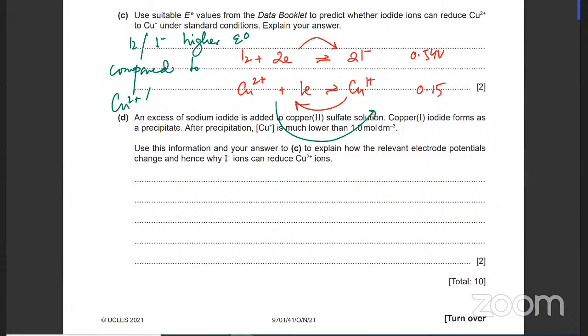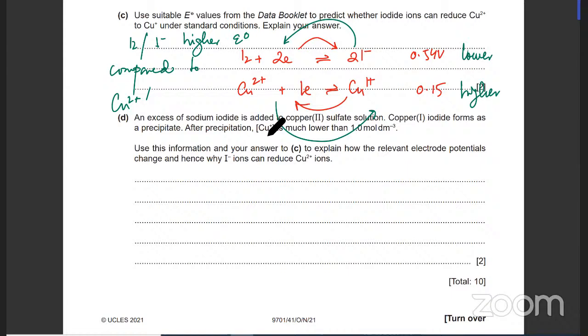But he says, use this information to explain how and why I minus can reduce copper 2 plus. So now he's saying that due to the change in concentration, I minus can reduce copper 2 plus, and this reaction goes backwards. The only way that is possible is if the lower potential is the one that loses electrons and the higher potential is the one that gains electrons. But at the moment this is not the lower potential and this is not the higher potential. So how does changing concentration affect that? The copper concentration is much lower than 1 mole per dm cube.